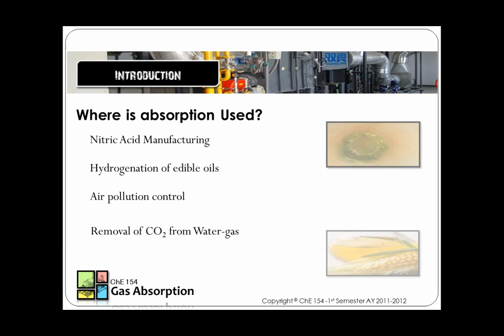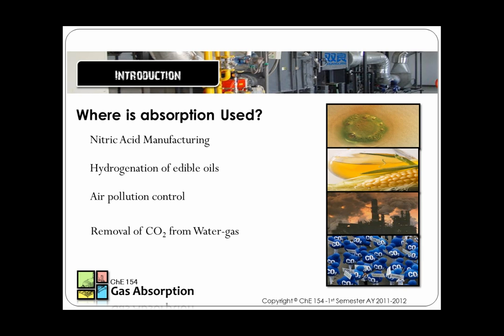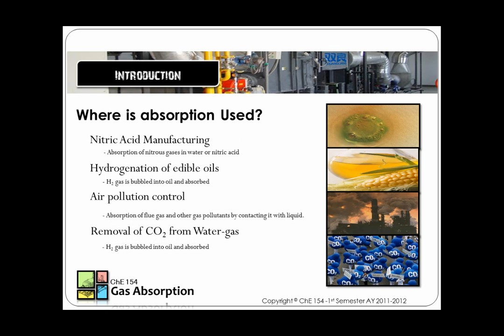We find applications of the said operation in nitric acid manufacturing, in which absorption of nitrous gases in water or nitric acid is done. In the hydrogenation of edible oils, H2 gas is bubbled into oil and absorbed. Gas absorption is also used to control air pollution. Flue gas and other gas pollutants are absorbed by contacting it with liquid. Removal of CO2 from water gas also uses gas absorption.